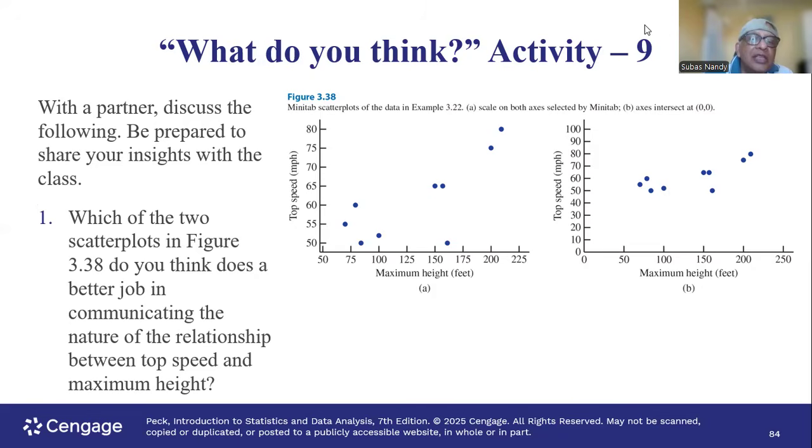right chart. In the left chart, the x-axis starts from 50, and the y-axis also starts from 50. That's not a good choice. Where the two axes meet, the baseline, where the x-axis and y-axis meet, should be 0. So I would say the chart on the right, where both the x-axis and the y-axis start from 0, is a better choice.